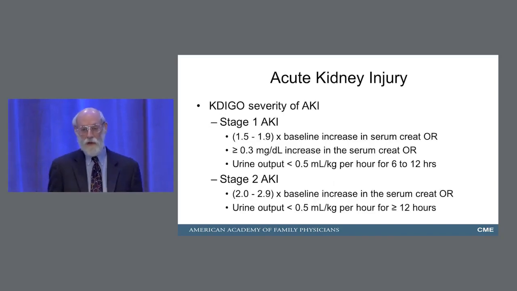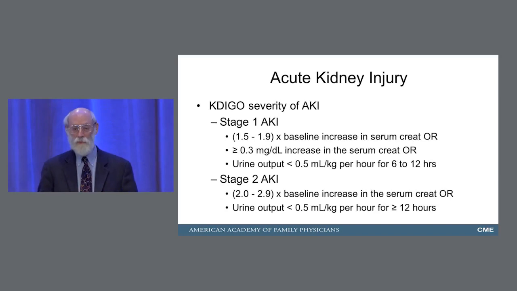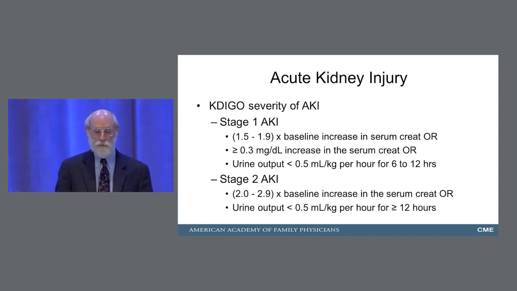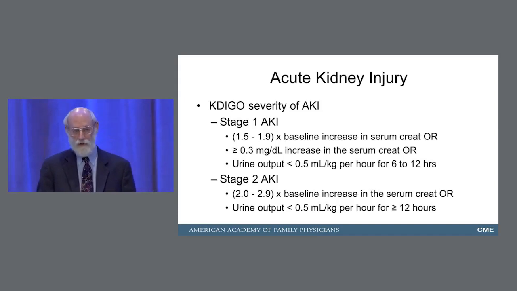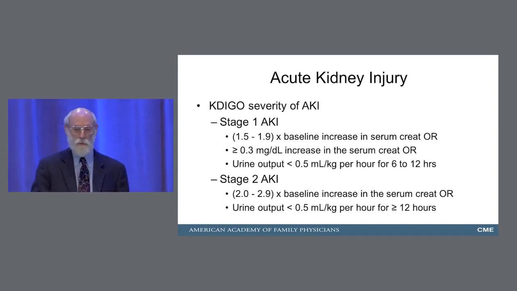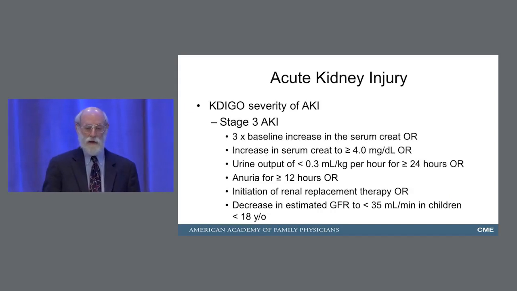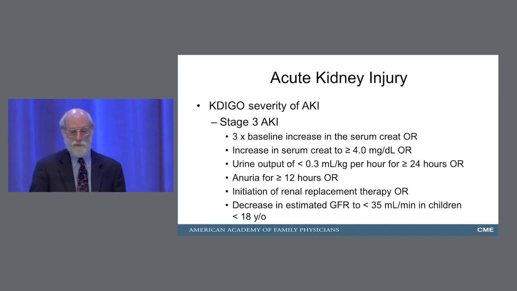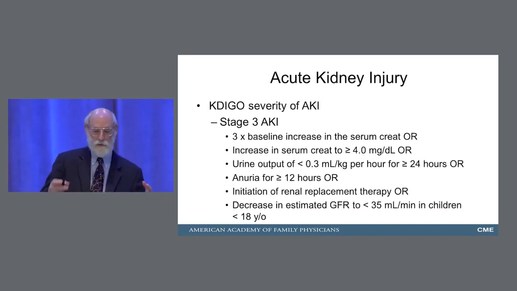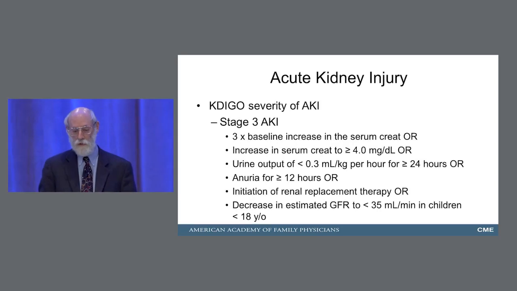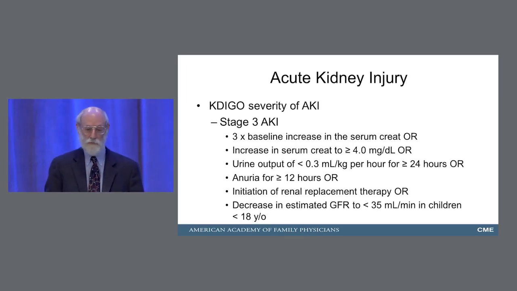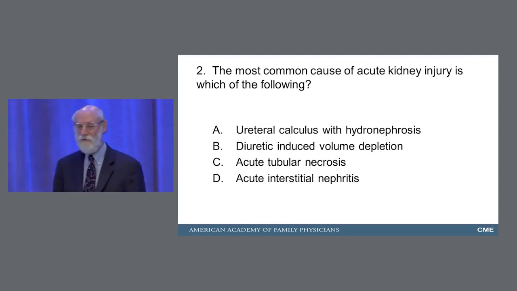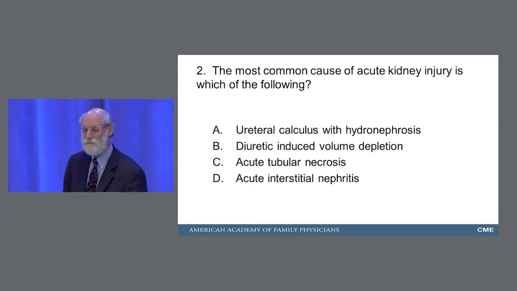There's also different stages of AKI. Stage 1 is that minimal criteria. Stage 2 is where the creatinine increases by 2 to 3 times your baseline, and urine output is down for more than 12 hours. Stage 3 is a 3 times or greater increase in creatinine, an absolute increase of greater than 4, urine output that's even further diminished for a longer period of time. So much more severe there. So 3 stages for AKI. We'll learn there are 5 stages in chronic kidney disease later.